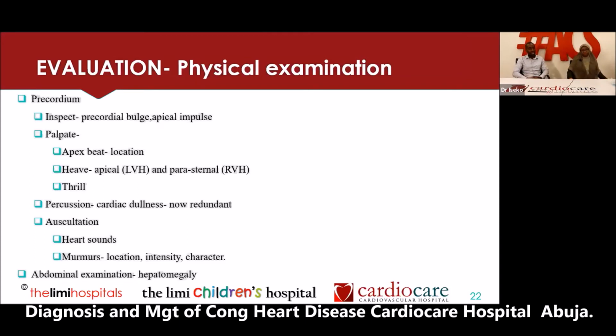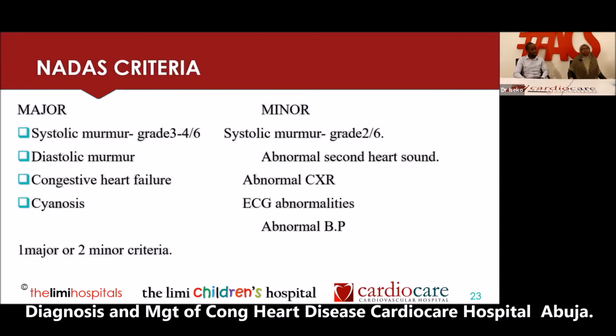Is there any criteria that is particularly useful when we are trying to make this diagnosis? Yes, Nadas' criteria just helps the layman to be able to identify some of these things, and we have the major and the minor criteria. Yes, so grading the systolic murmur, once it's grade 3 and above, it's one of the major criteria. Yes, and then how do we grade the murmur?